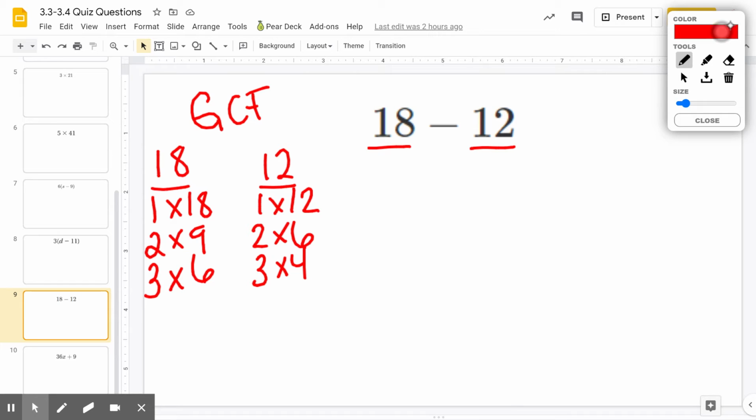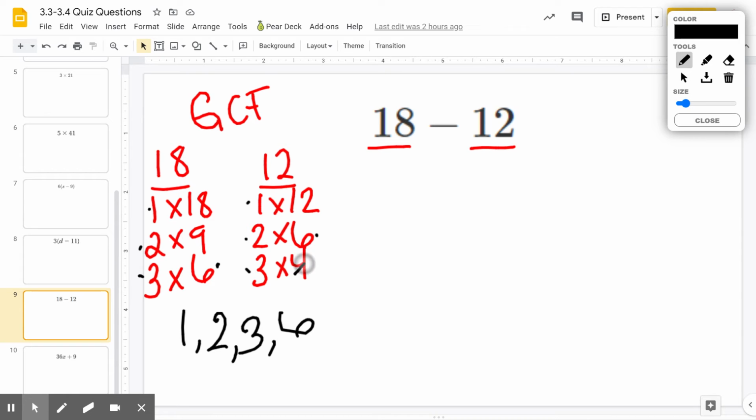So now let's look and compare. Which one is the greatest that they have in common? What do they have in common? They have a 1 in common, right? They both have 1s. They both have 2s in common. They both have 3s in common. They both have 6s in common.